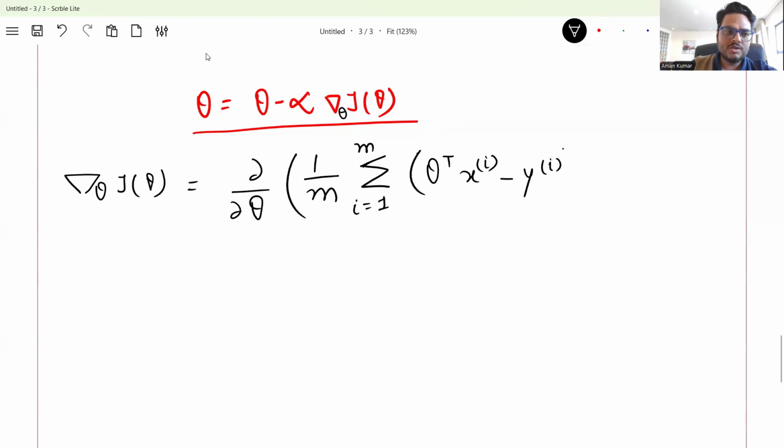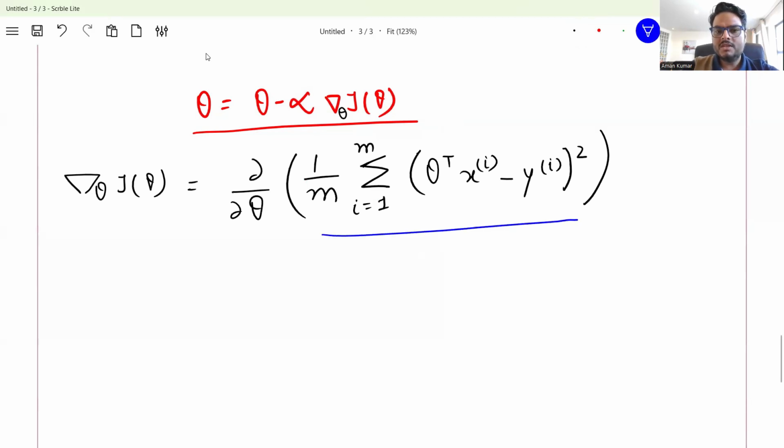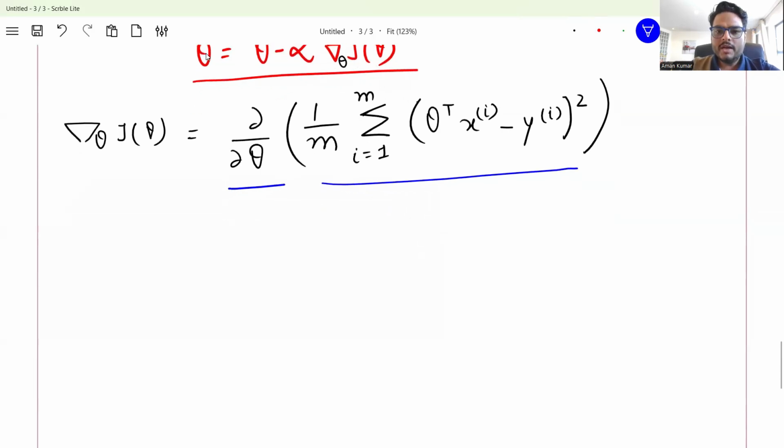I will write this loss function. So this inside is my loss function, the one that I wrote before also. This is the gradient with respect to theta, because theta is what I want to optimize. Now, this squared term that you see here, let us find out the derivative of this squared term.